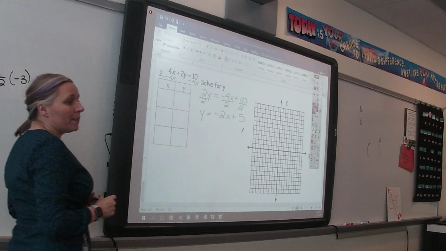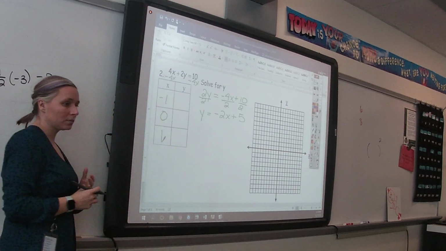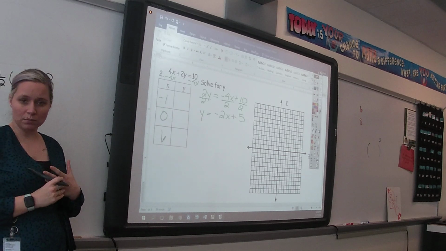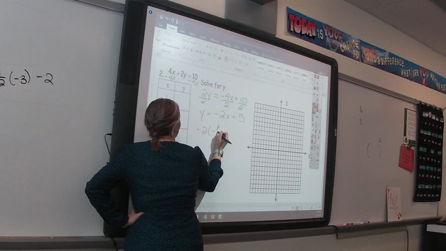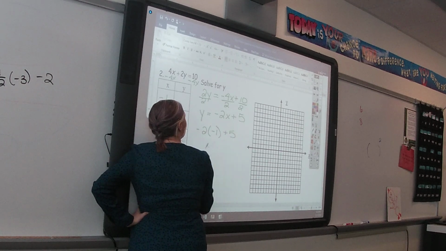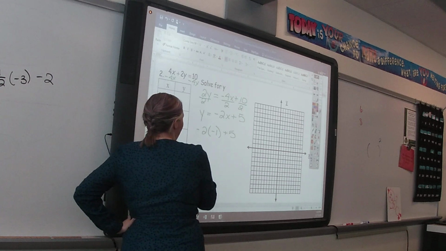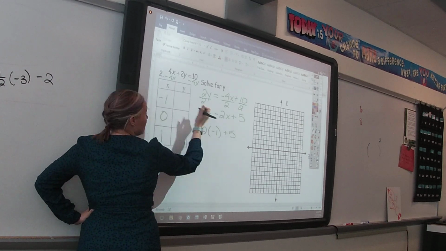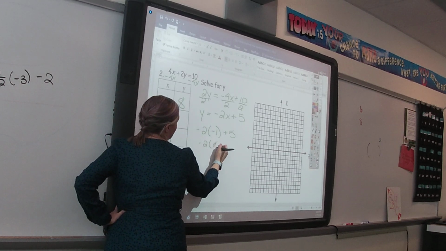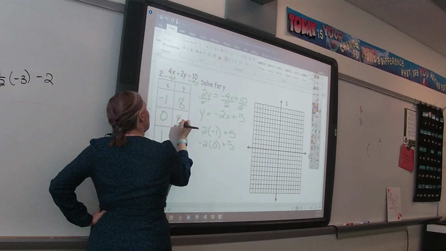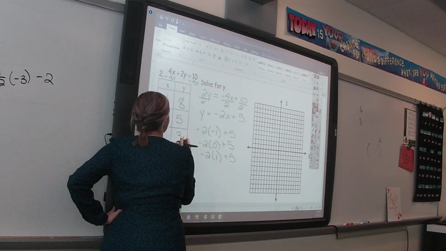What input values do we want to pick? -1, 0, 1. Sure. We're going to plug those in. Okay, so if we plug these in, three plus 5 is 8. Five. 3.